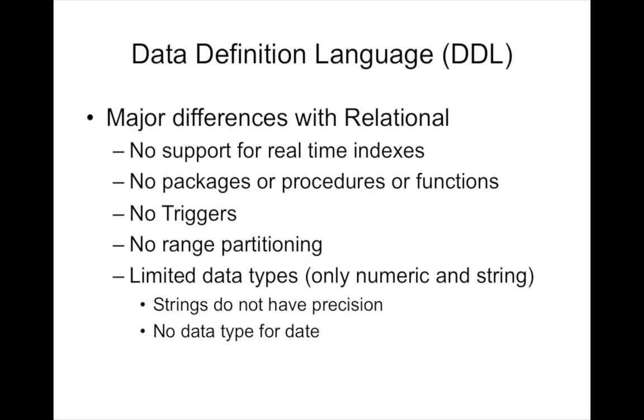There are many types of partitioning in Oracle if you are from an Oracle background, but these three are the most famous ones: list, range, and hash. And there is no range in Hive. There is only list and hash partitioning, and hash partitioning is called bucketing. And there are very limited data types, primarily numeric and string. I think recently they have added timestamp, but there is no data type for date.